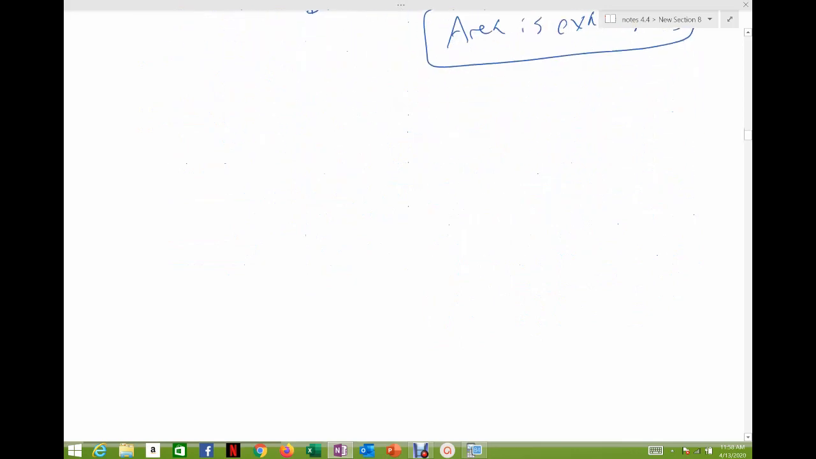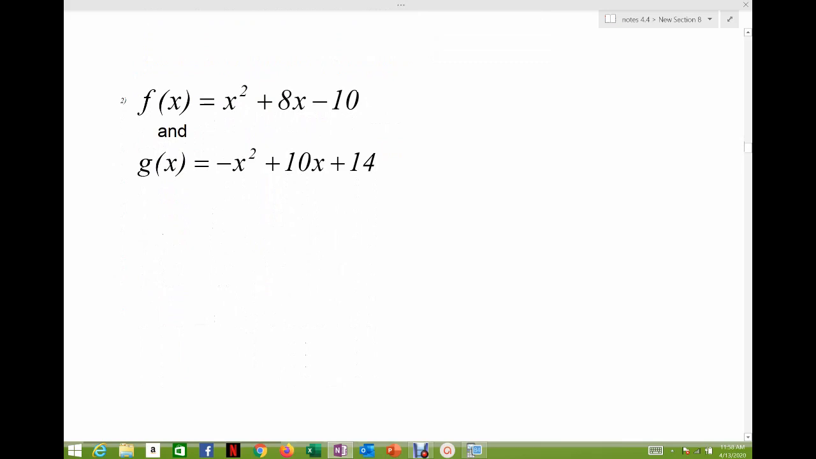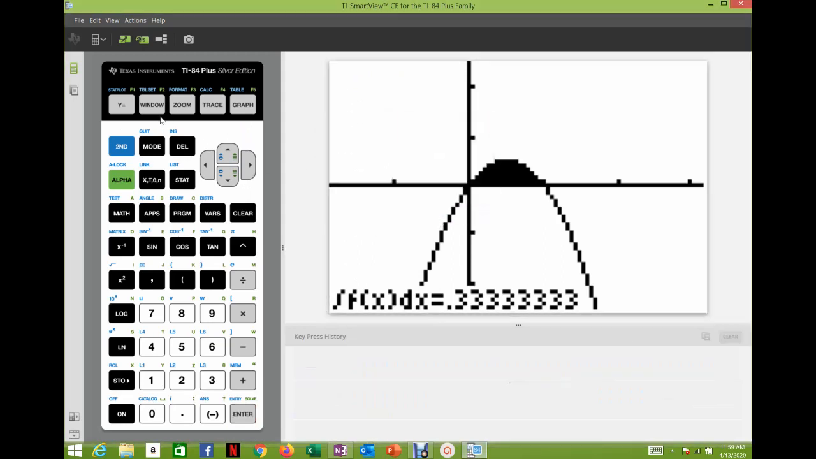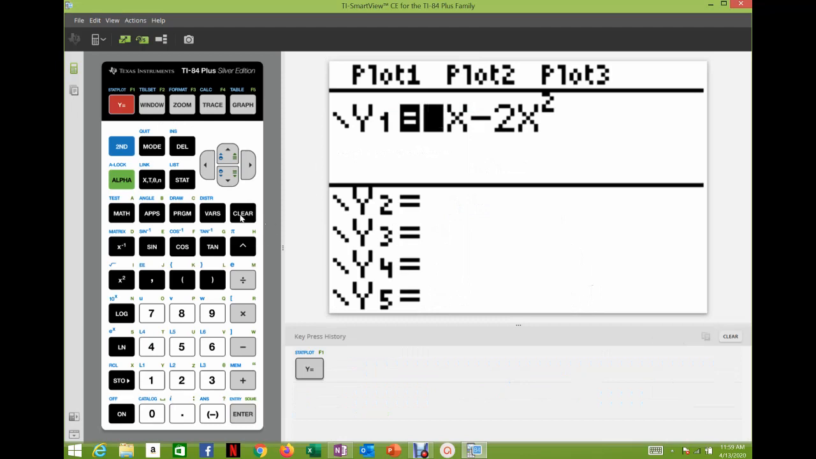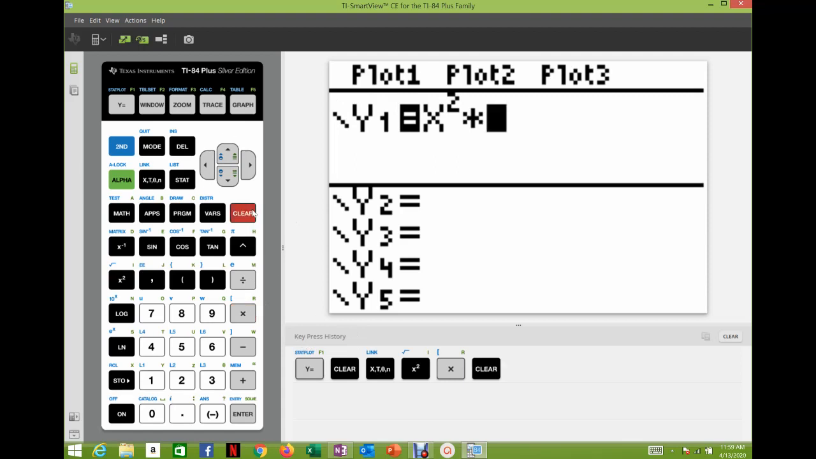Alright, my next example, which again I'm going to solve using the calculator. This time it's two parabolas, so I'm going to type them into the calculator. I'm going to clear this so I have a clear looking picture. So again, going here, clear that out. Type in my first function, which was x squared plus 8x minus 10.